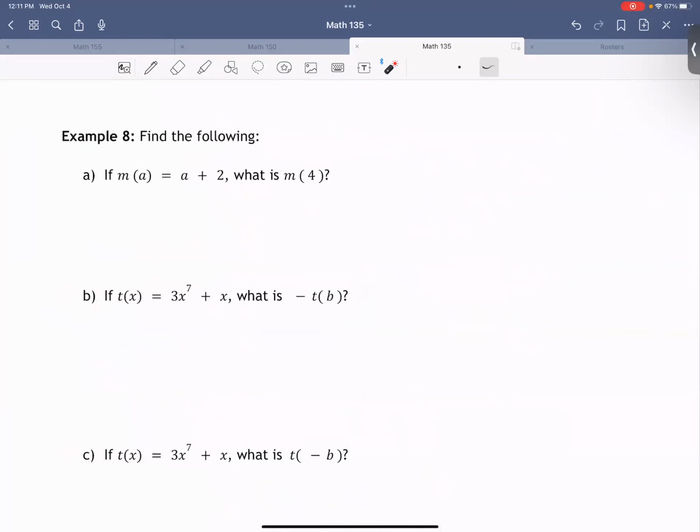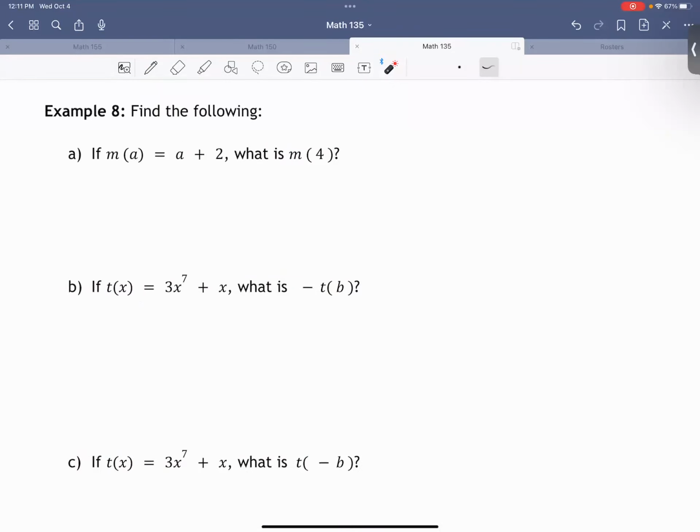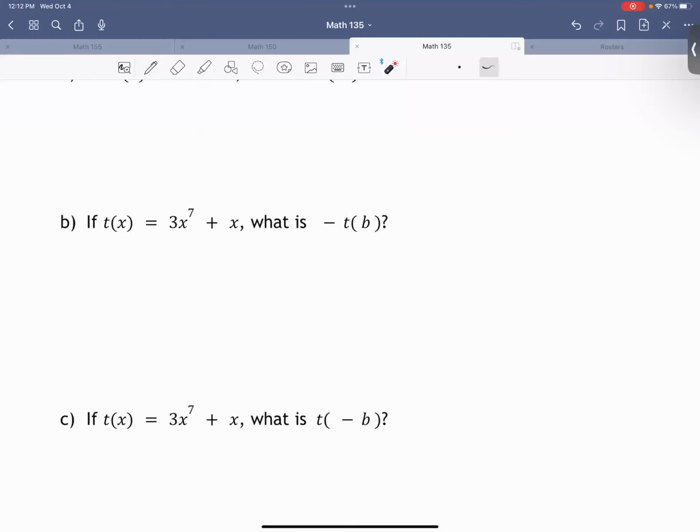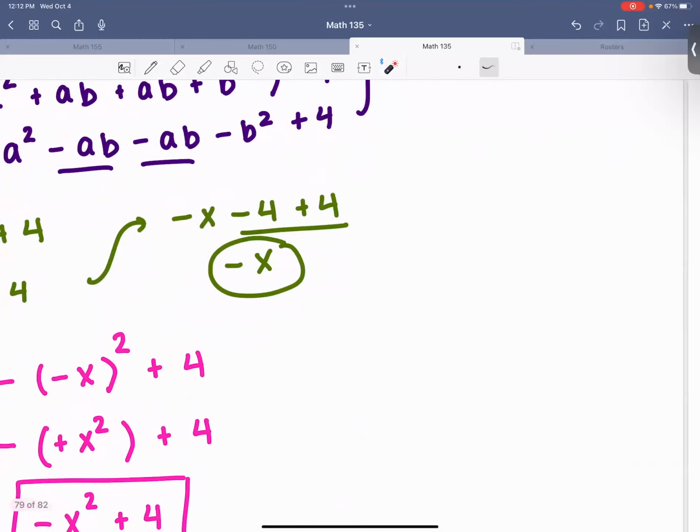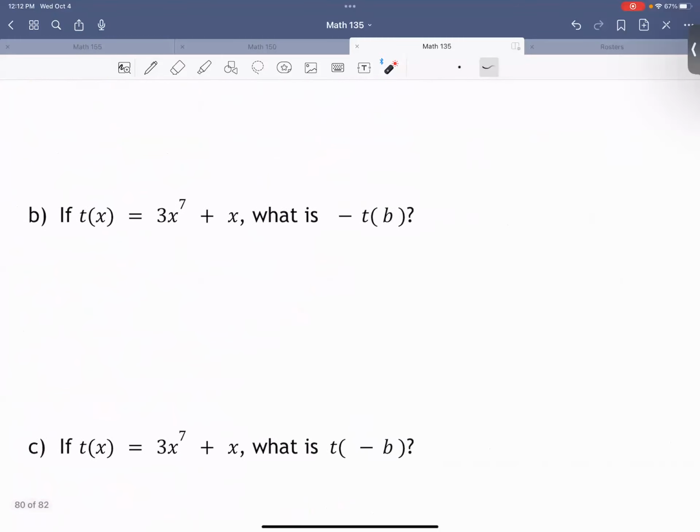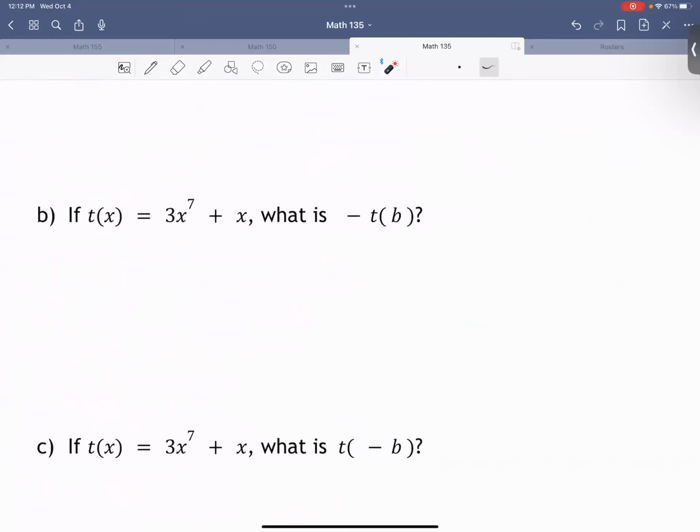All right, let's do part B together. The reason I want to do part B is it actually involves two steps that I haven't really talked about yet. So let's just say this: if T of x is 3x to the 7th plus x, I want to know what negative T of b is, okay?